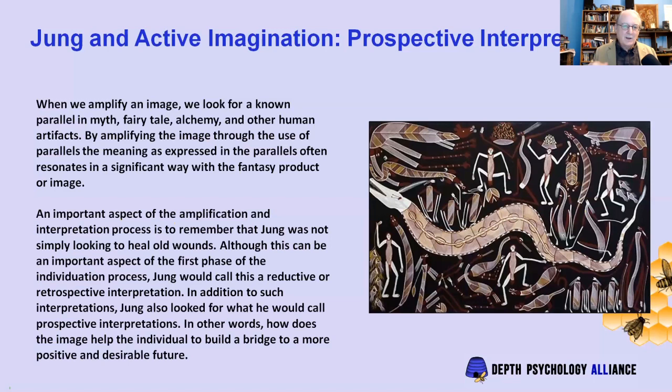An important aspect of amplification and interpretation is to remember that Jung was not simply looking to heal old wounds. Although this can be an important aspect of the first phase of the individuation process, Jung would call this a reductive or a retrospective interpretation. In addition to retrospective interpretation, which is rather essential in early stages, he also wants to find what he would call a prospective interpretation. In other words, how does the image help the individual to build a bridge to a more positive or desirable future? We're not trying to stay stuck in the old world, but we want to see a prospective development that moves us forward into the world rather than simply staying stuck in the old wounds. We want to know how we can take that energy and give it a goal to work towards, a prospective interpretation, he would call that.